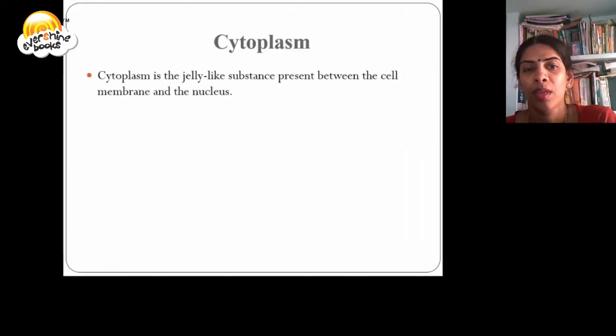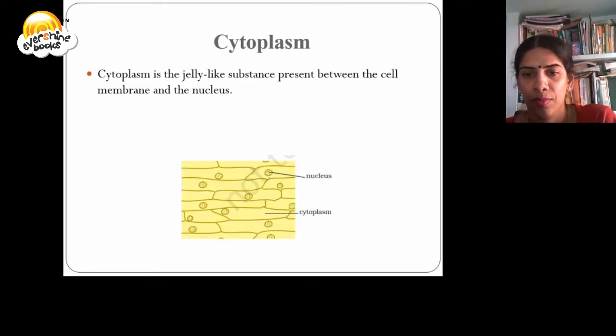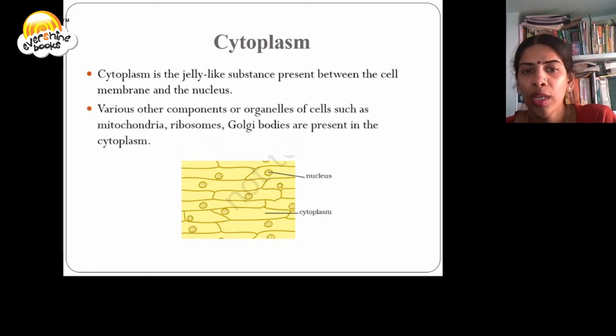Cytoplasm. Cytoplasm is a jelly-like substance present between the cell membrane and the nucleus. Various other components or organelles such as mitochondria, ribosomes, and Golgi bodies are present in the cytoplasm.